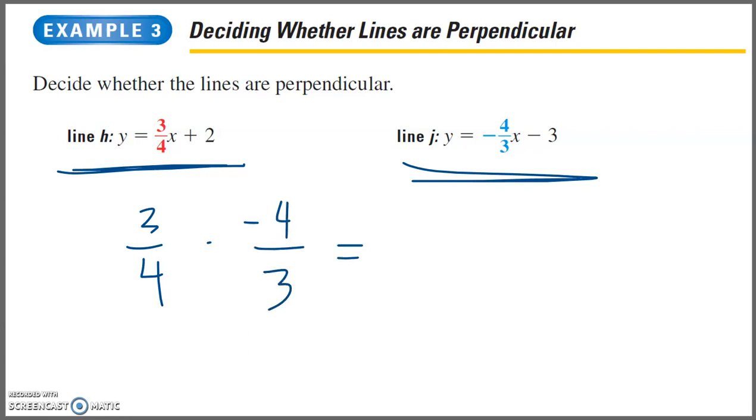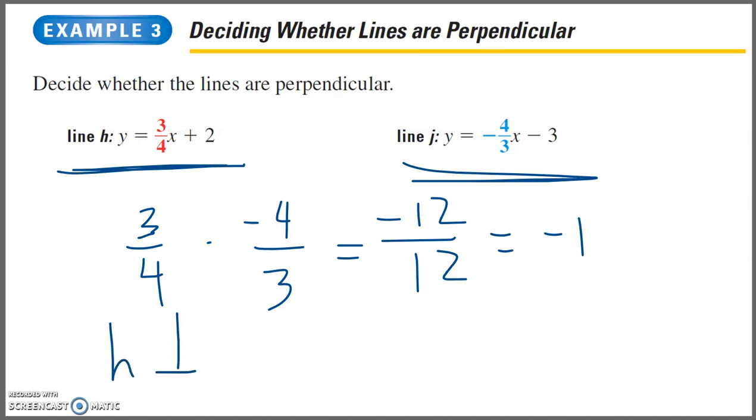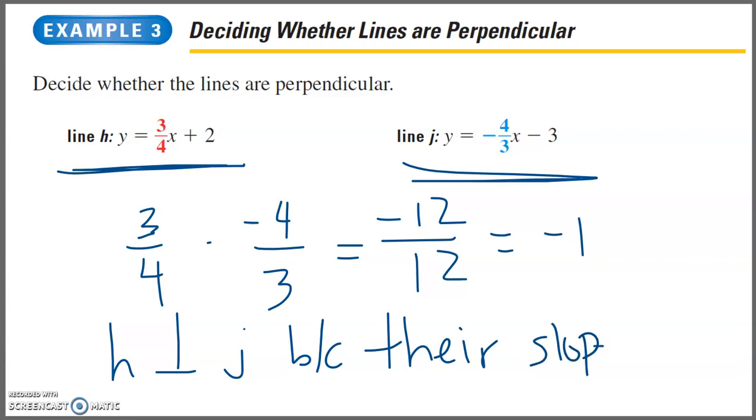Well, let's multiply those together. 3 times negative 4 is negative 12. 4 times 3 is positive 12. So that's giving us negative 1. So yes, H is perpendicular to J because their slopes are opposite reciprocals. All right, nice job with that one.